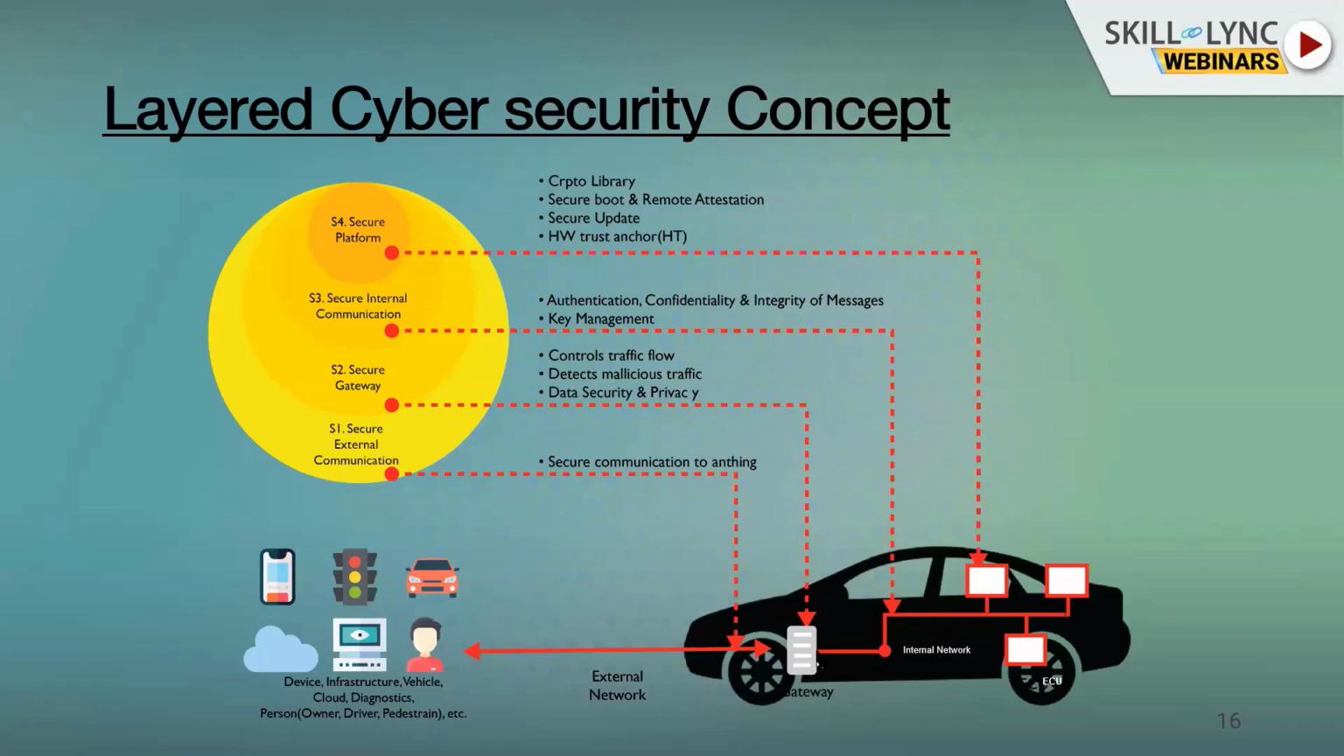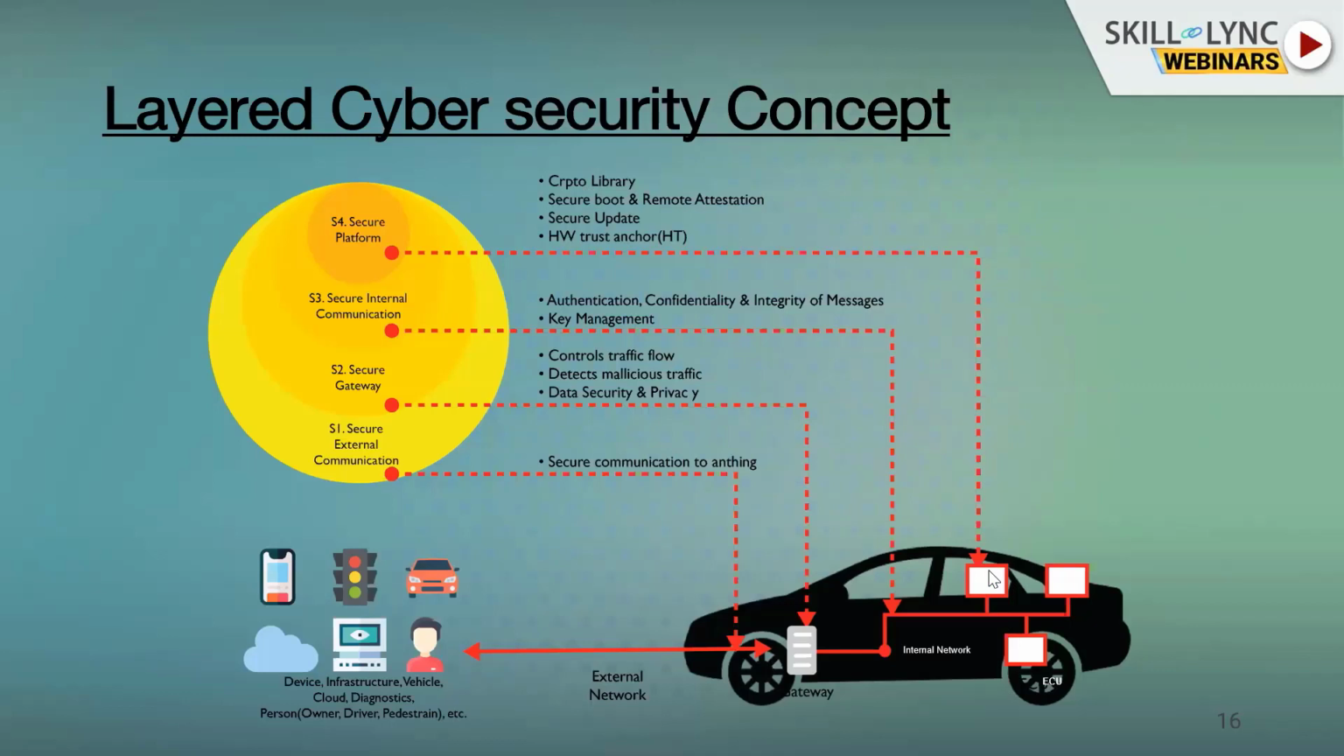In this network, the last and innermost layer is your secure platform, which is basically your ECUs. What are the security measures and countermeasures that you need to implement in your ECU? This is your core. Here you implement your crypto library, so all the AES algorithms, public key cryptography, everything you need to implement here. Also your secure boot, remote attestation, secure update, and hardware trust anchor. So this is one of the major and important players in automotive cybersecurity.